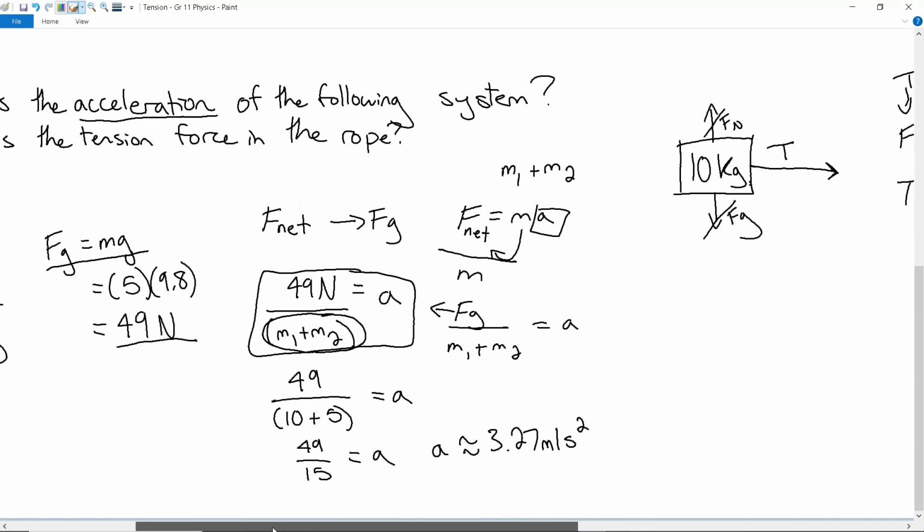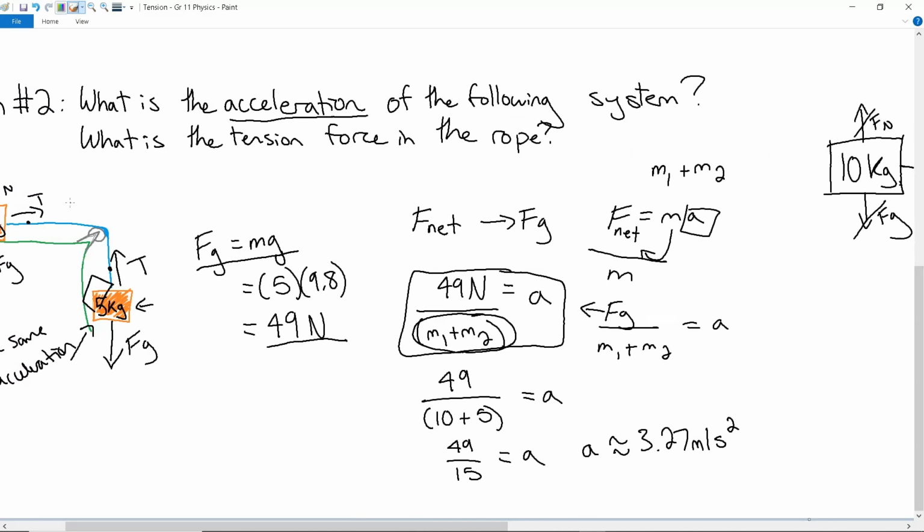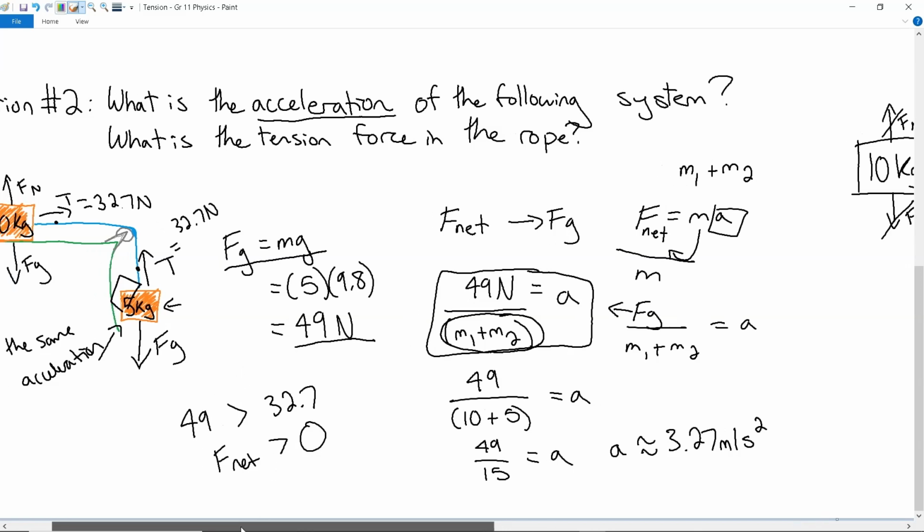So if we go back here, I could just write that as the tension force. And that would also be the case down here, just in a different direction, right? And that's why this 5 kilogram box can accelerate in this problem, because Fg was 49. Obviously, that is greater than 32.7 newtons. We have an F net greater than 0. And that's what allows acceleration to happen.